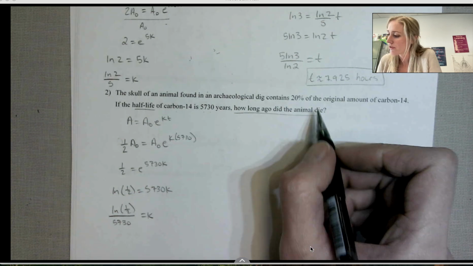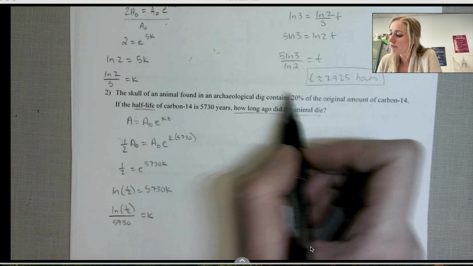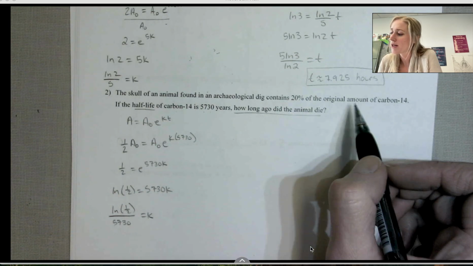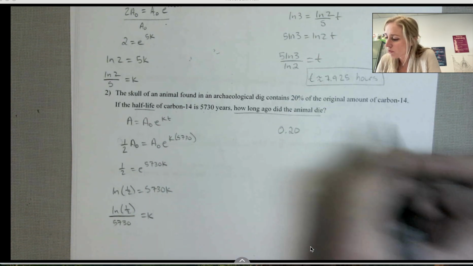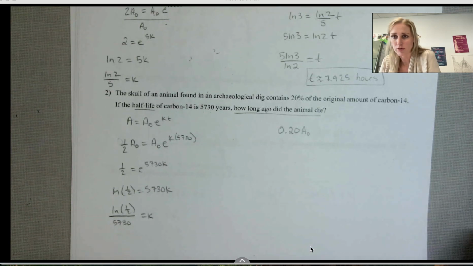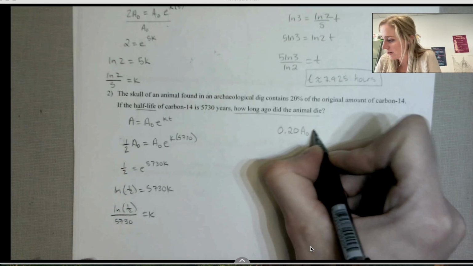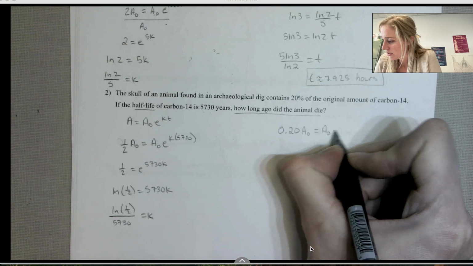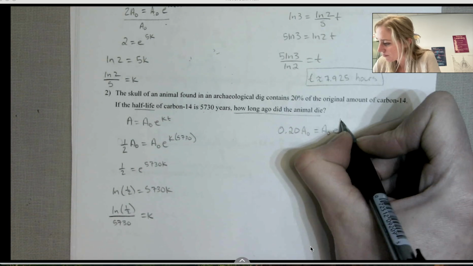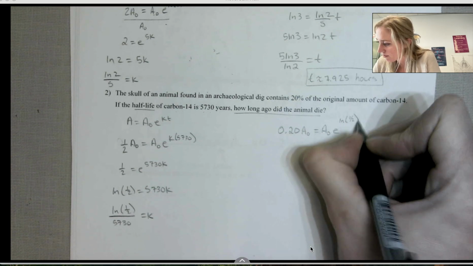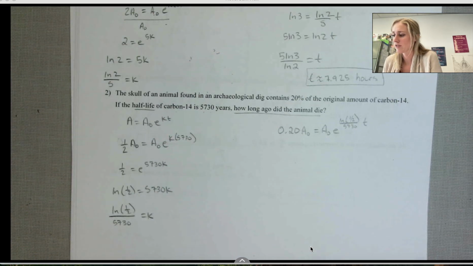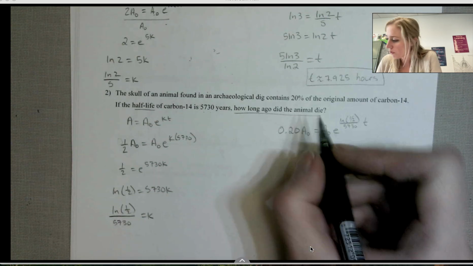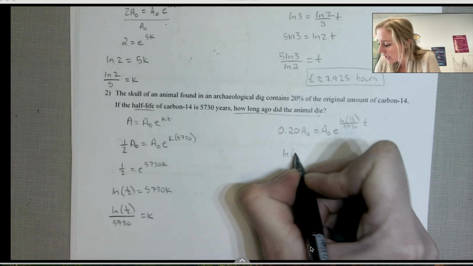Okay, now to go back to the question, again, we're asking how long, so we're solving for t. How long ago did this animal die if they found a skull that's now containing 20% of its original amount? So 20%, I can write as 0.20 of its original amount. We don't know the amount, but we can just write it as A naught. We now know K. Natural log 1/2 over 5,730, and then we are solving this for t. Again, the A naughts go away. We're going to natural log both sides.